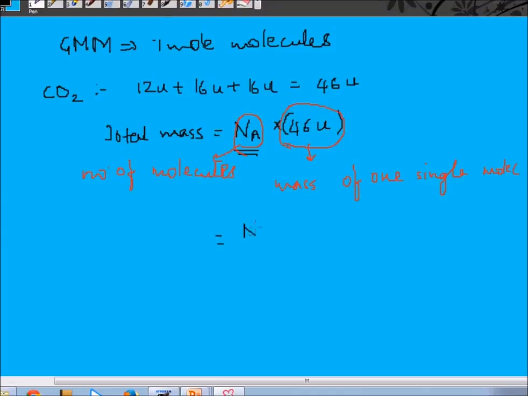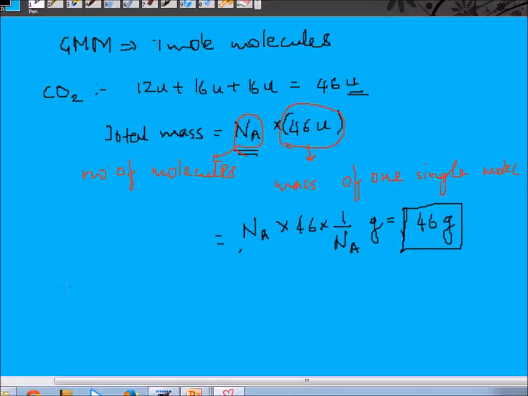If we go on to calculate this further, total mass comes out to be Na multiplied by 44 U. 1 U is 1 by Na gram. So this will come out to be 44 gram. So the total mass of carbon dioxide is 44 gram. You have to know this. Again, the mass of one molecule is 44 U, but when we refer to gram molecular mass it comes out to be 44 grams.